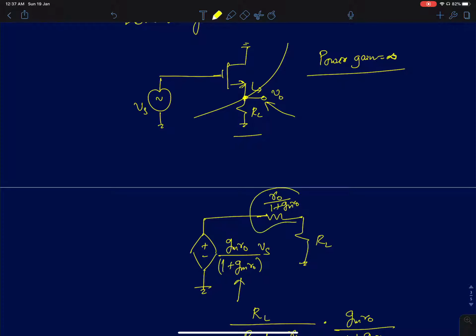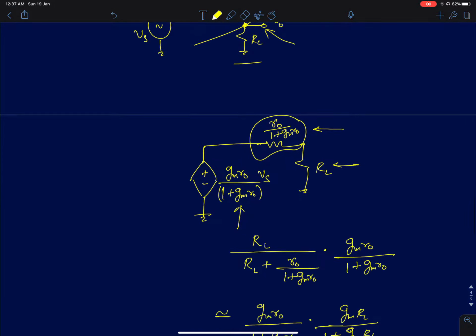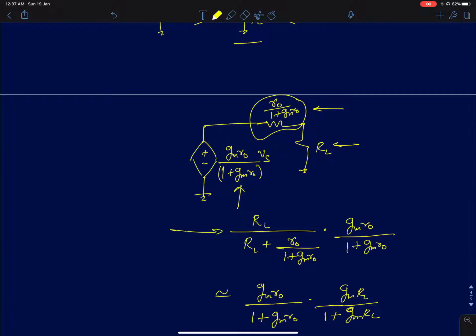And the output resistance is going to be R naught parallel 1 by Gm. So that's R naught by 1 plus Gm R naught. And that will be seen by your load resistance. So the expression for the gain can now be written in terms of RL, R naught, Gm. So this is your maximum gain. Rather, I shouldn't use the word intrinsic gain. This is your maximum gain. So I'll write the maximum gain is Gm R naught by 1 plus Gm R naught.